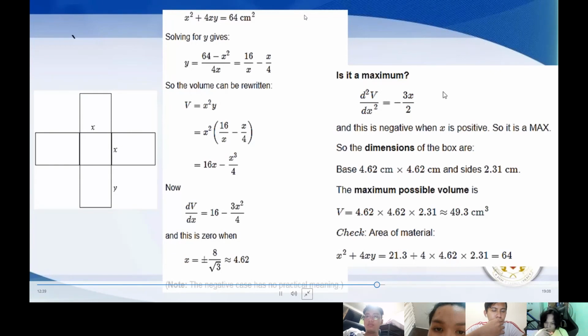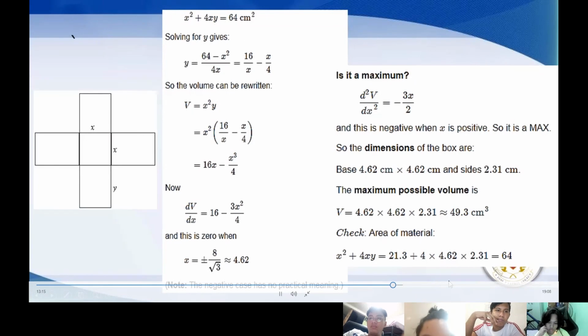So if you solve for your volume, that is 4.62 squared, or 4.62 times 4.62, multiplied by your y, which is 2.31. The answer is approximately 49.3 cubic centimeters. And if you check, you can always go back, and that should be equal to 64 square centimeters. If you substitute this 4.62 and 2.31 in your equation here, that should give you 64 square centimeters. So our answer is correct.